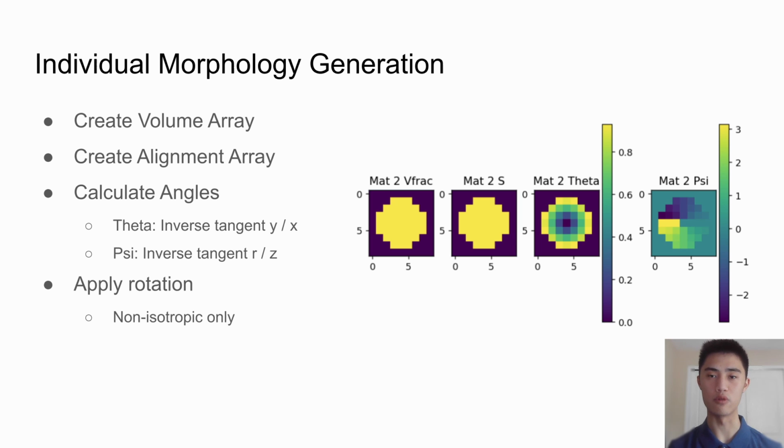To create an individual morphology, we follow 4 steps. First, we create our volume array. For a sphere, this would be defined as all the points within a certain radius. Then, we create an alignment array. For a sphere, we want all of our voxels that have volume in them to be fully aligned. Then, we calculate the angles using inverse tangent. Theta will be y over x, while psi will be r, or the square root of x squared plus y squared, divided by z, with the coordinate 0, 0, 0 being defined as the center of the shape. We can also apply rotation, but this only applies to non-isotropic shapes.